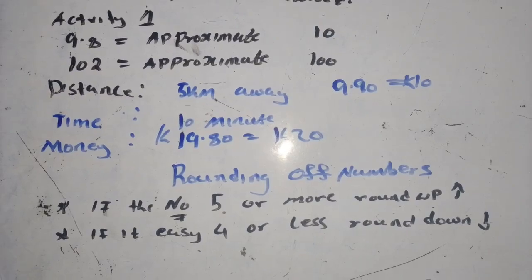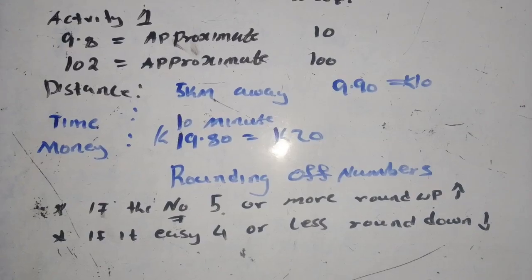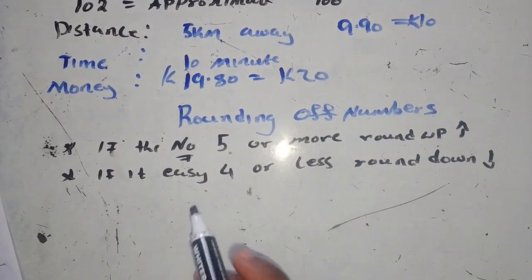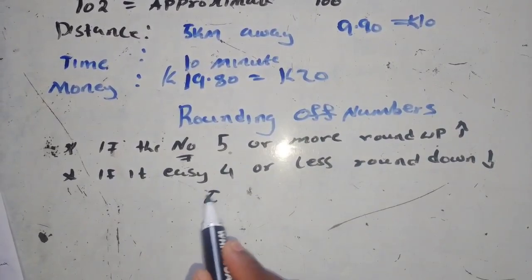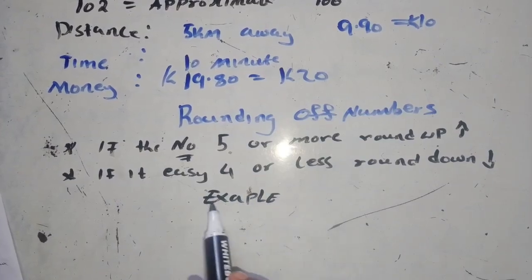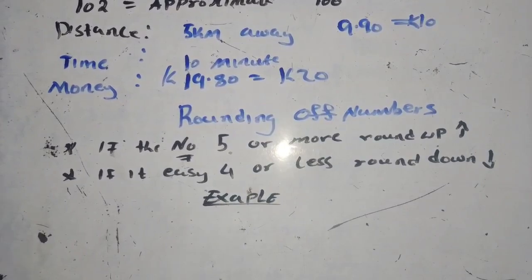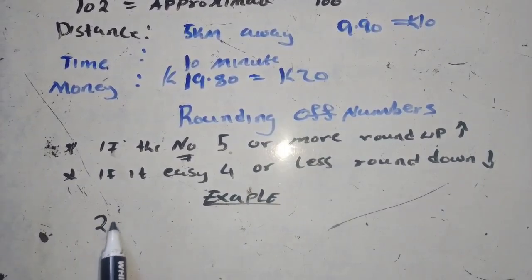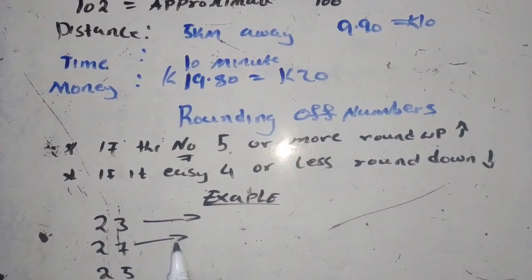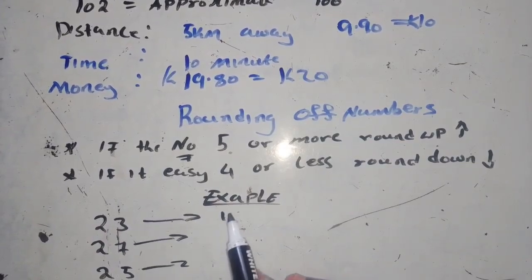So for example, we've got these two examples. Example number 1, we've got 23, 27, and 25. Let's round these to the nearest tens.